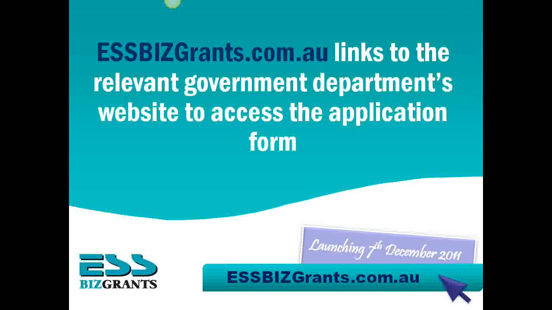Now, we thought about having the application form within ESS BizGrants, but we've changed our mind on that. We're including all of the URLs for the various government departments offering grants within the system, so we can link direct to them. The reason is quite simple. Government departments sometimes change the application forms, and they don't normally tell anyone when they do that. So we want to make sure that if you are interested in proceeding with an application, that you do have access to the most relevant, most recent application form for that particular grant.